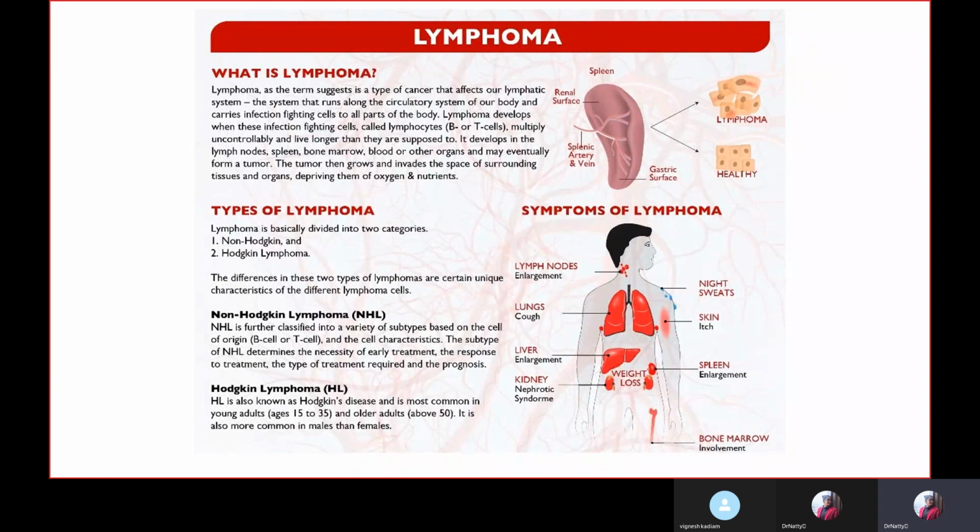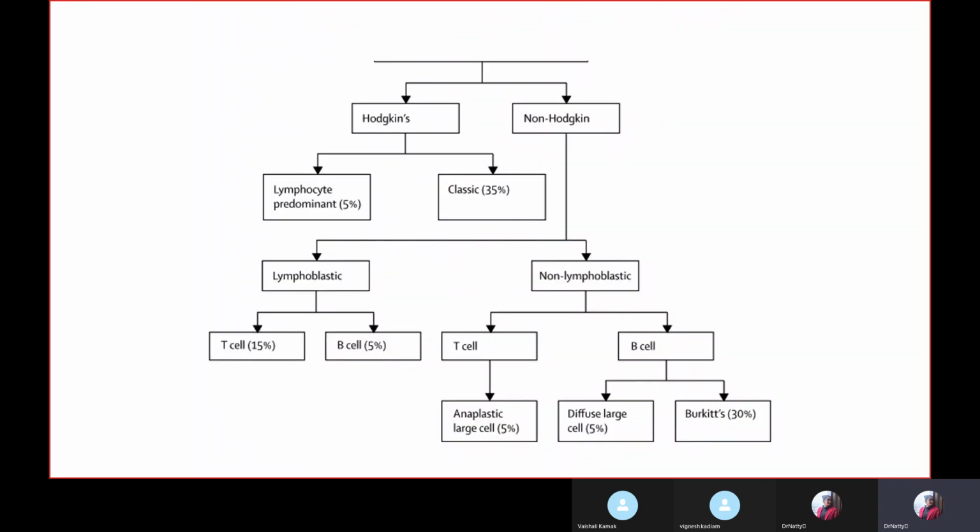So non-Hodgkin's lymphoma, again, is classified into various subtypes depending upon the cell of origin, B cell origin or T cell origin. So you have Hodgkin's. Under Hodgkin's, you have lymphocyte predominant and the classic Hodgkin's lymphoma. Then under non-Hodgkin's lymphoma, you have lymphoblastic variant and non-lymphoblastic variant. Under the non-lymphoblastic variant, again you have the T cell and B cell variant. Burkitt's lymphoma belongs to the B cell variant. So just remember B for B. Burkitt's lymphoma is a B cell variant of non-Hodgkin's lymphoma.